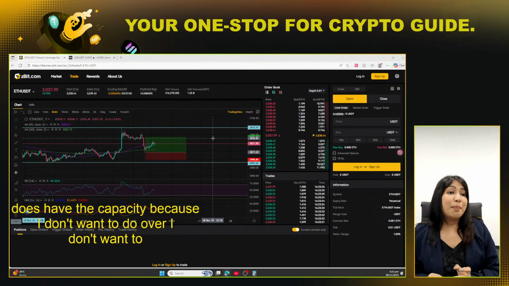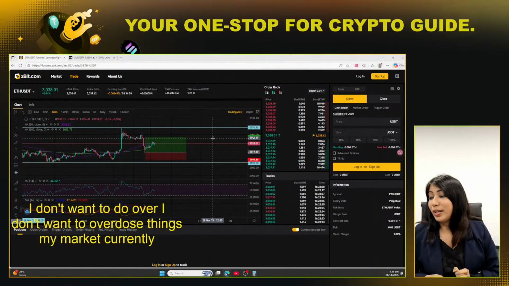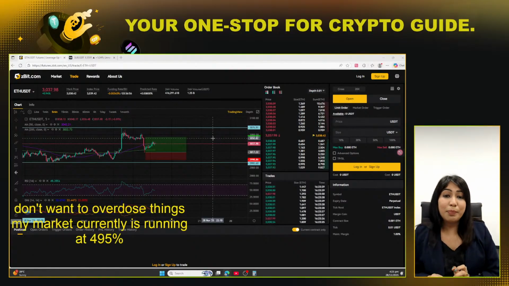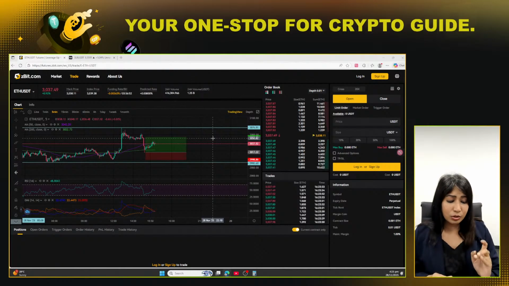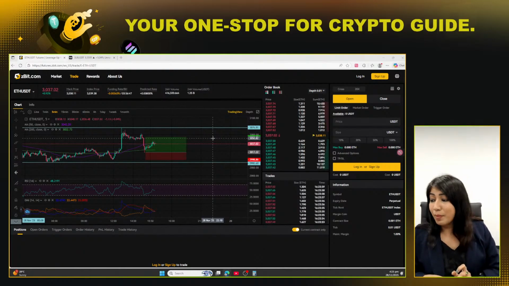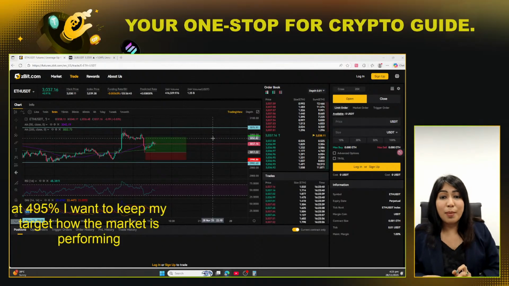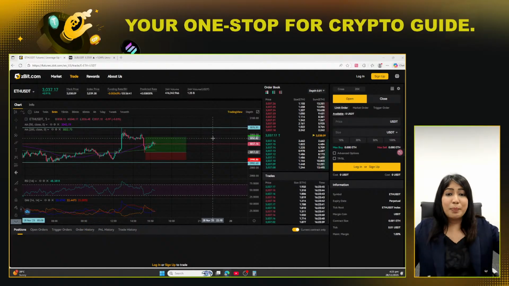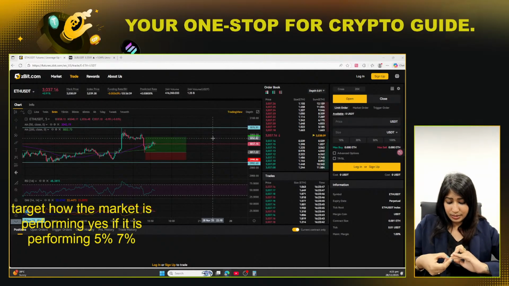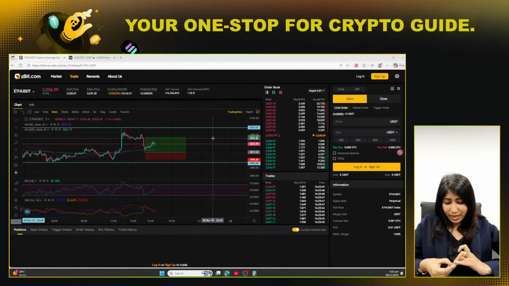overdo things. My market currently is running at 0.95%. I want to keep my targets minimalistic only. I'm happy with my little profit. I'm not a greedy person, so I'm okay with that. So you guys also can decide basis how the market is performing. Yes, if it is performing 5%, 7%, keep 1:4, 1:5, whatever bigger targets you want to keep. But when it is not moving in a very great direction, why do you want to keep unrealistic targets, right?